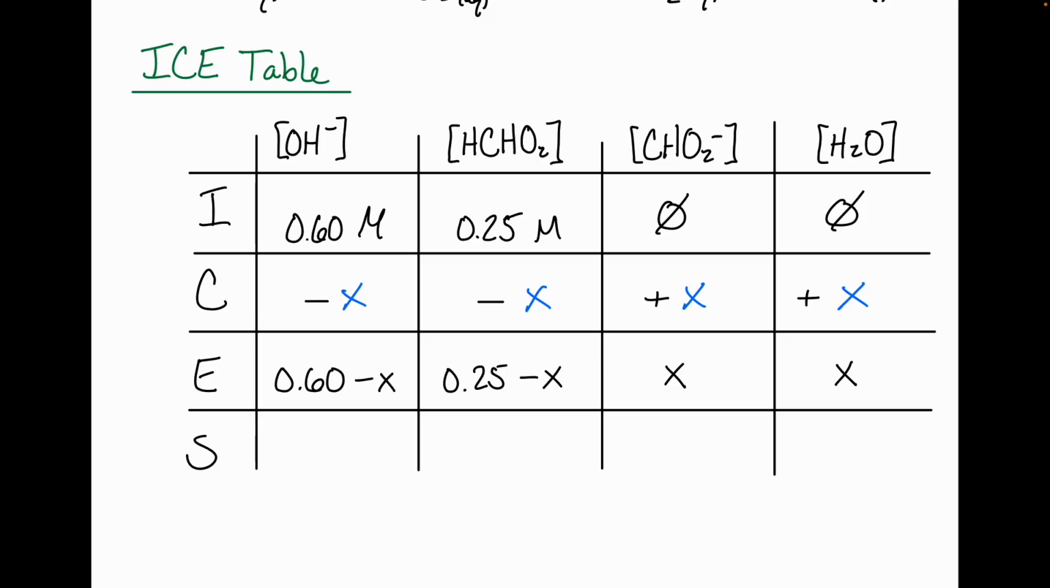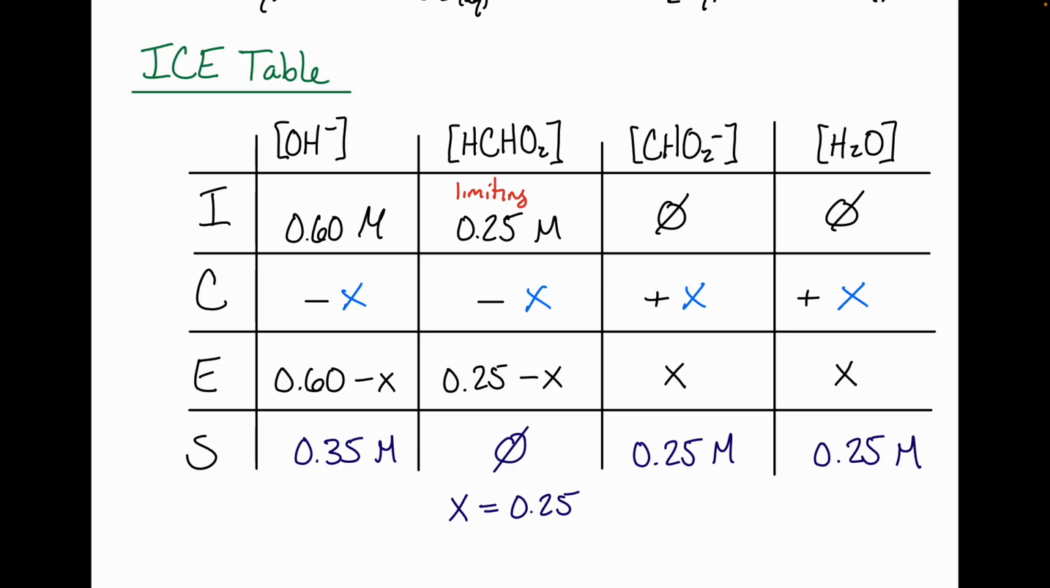Right, this reaction again is going to go 100% to completion, but now my limiting reactant here is that weak acid. So all of that weak acid is going to be consumed, meaning my value of X is that 0.25. So when this reaction reaches equilibrium, I'll be left with 0.35 molar hydroxide, 0.25 molar conjugate base, and 0.25 molar of water that's been created.